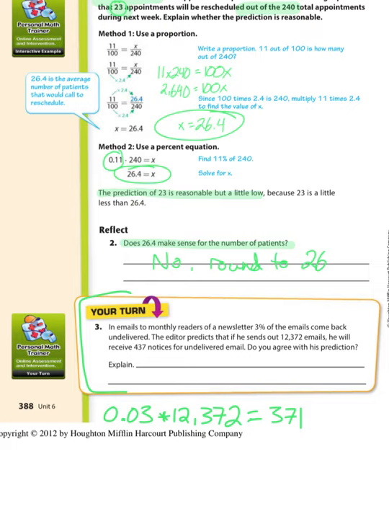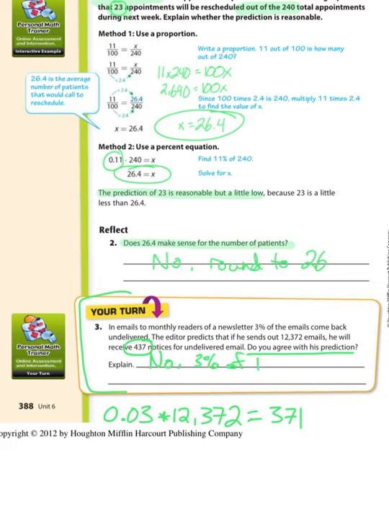So 371 is 3% of the total emails sent out. So according to the probability, 3% will come back undelivered. It's probable that 371 come back undelivered. So he predicts 437. I think that's a little high. That's 66 emails higher than what the probability tells us. So when it says, do you agree with his prediction? I'm going to say no.